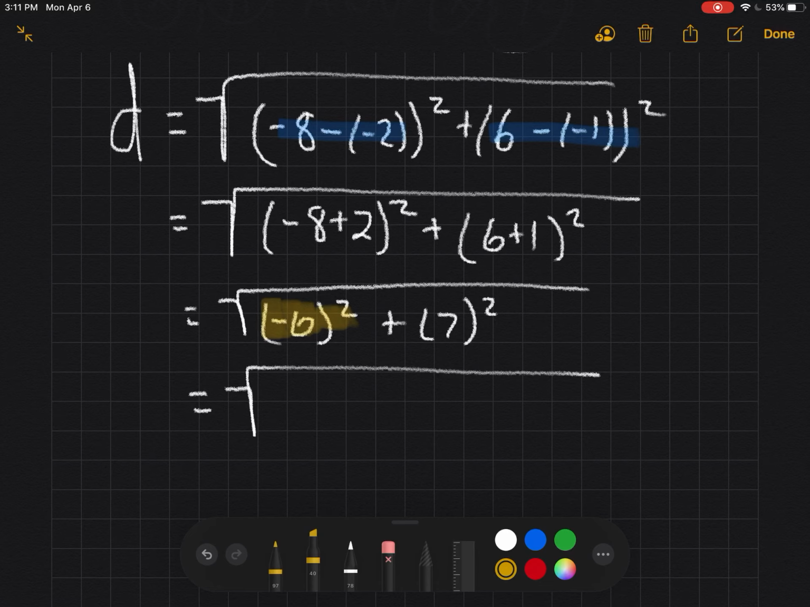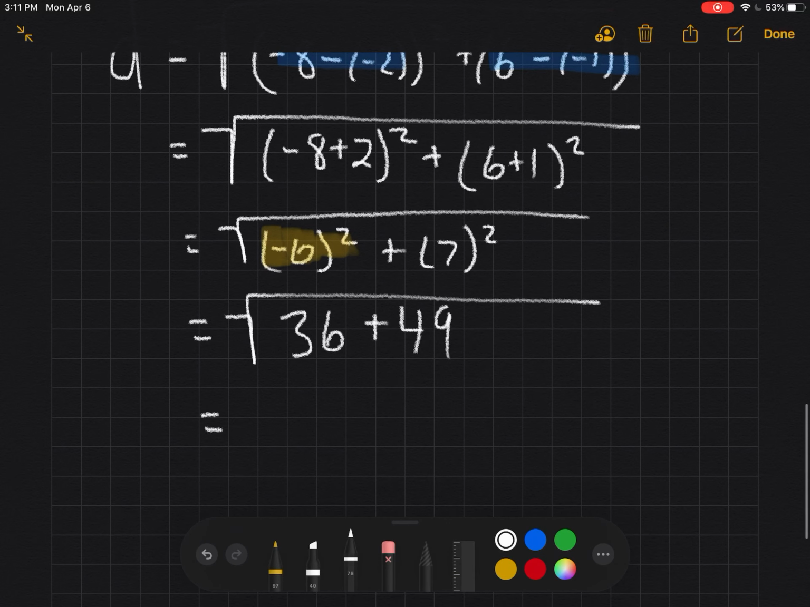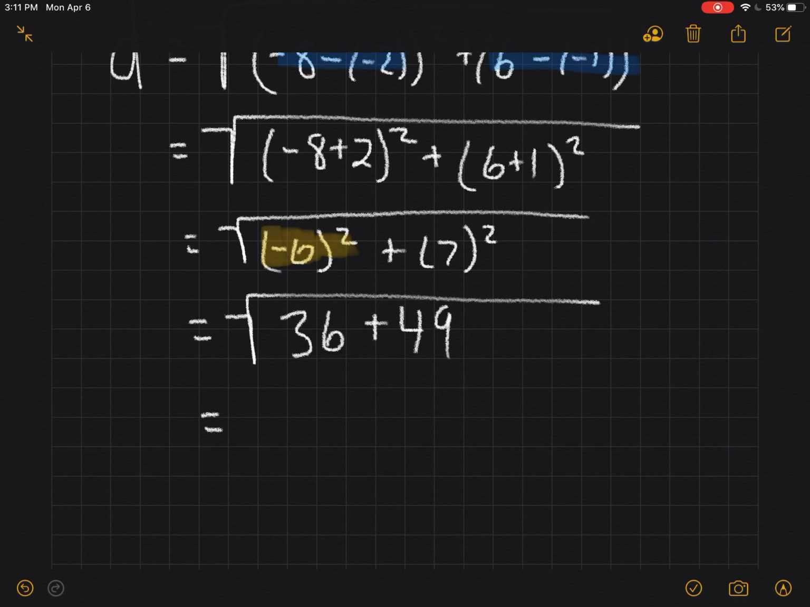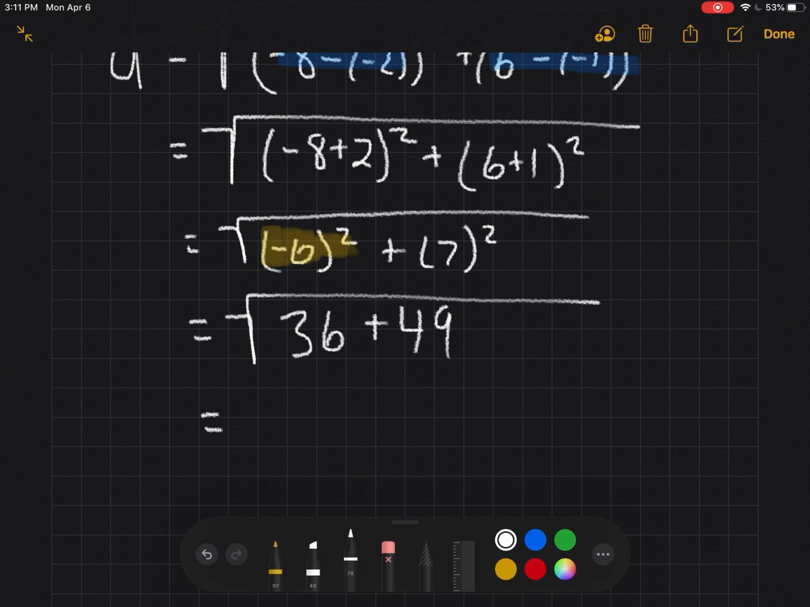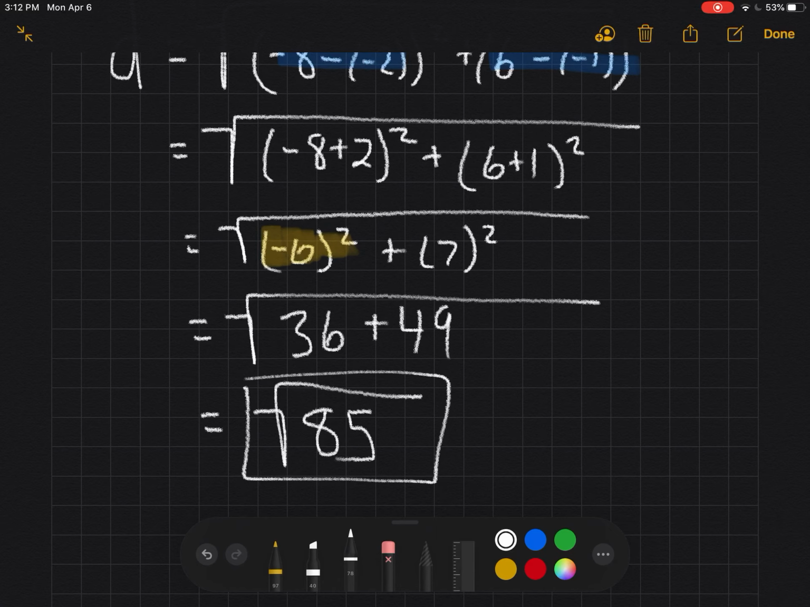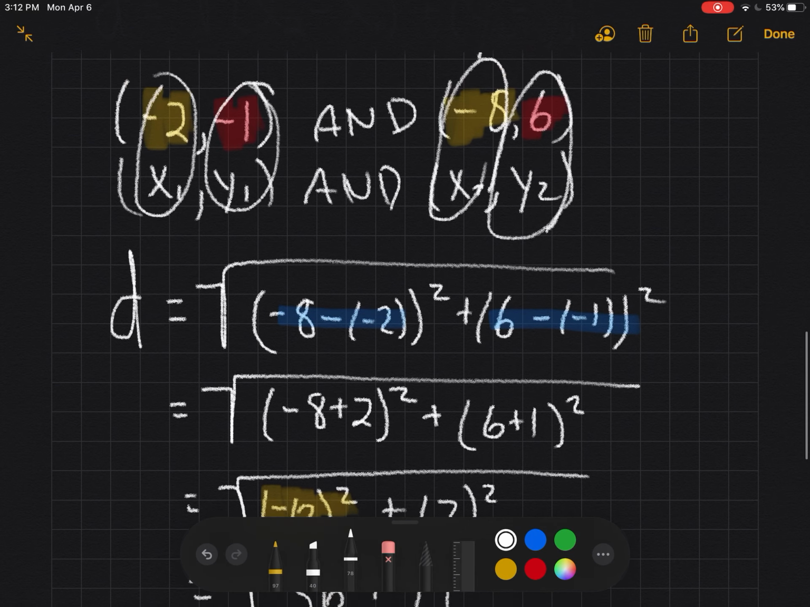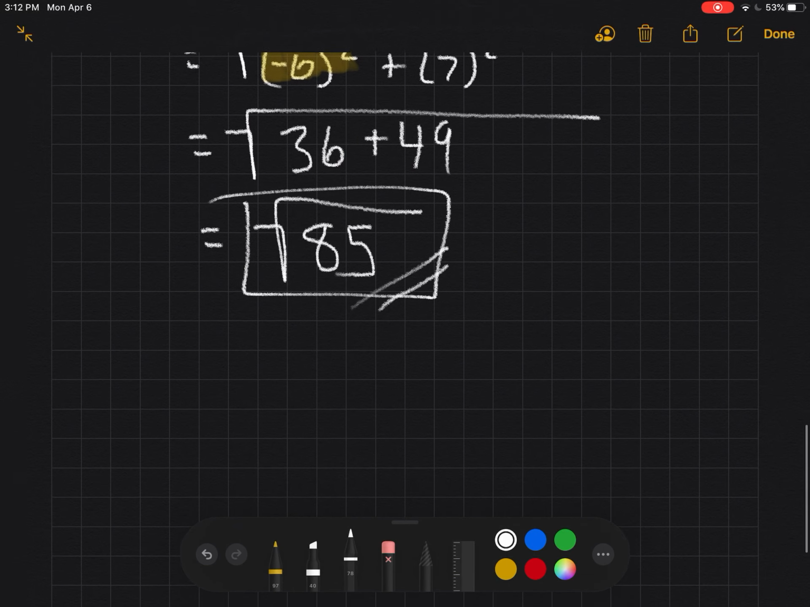And now a common mistake here is this negative sign. Notice that the negative is inside parentheses. So that means if I take -6 and I square it, I'm taking a negative times a negative, which makes my result a positive. 36 plus 49, which gives me the square root of 85. And that's our distance. And that was the distance that we got by using the Pythagorean theorem.